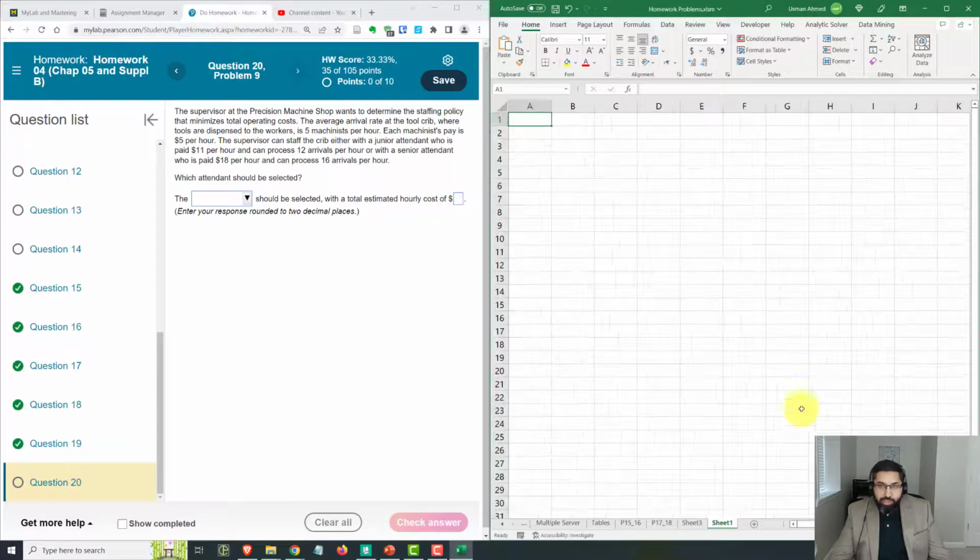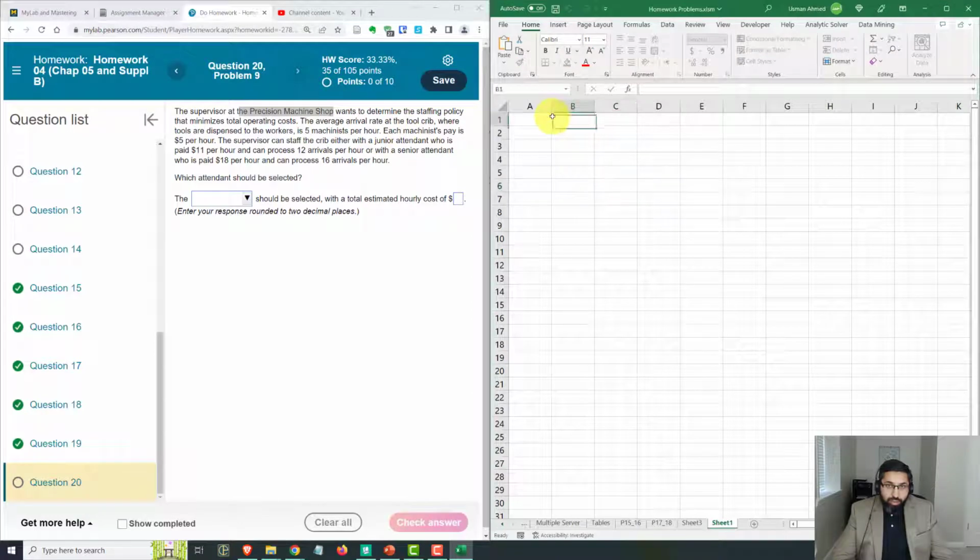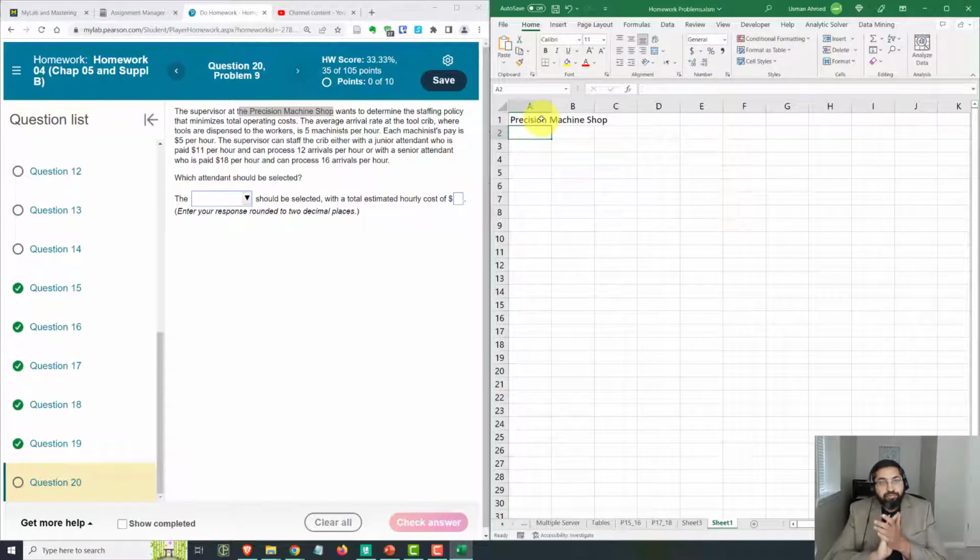And this problem is interesting as well. We are a supervisor at Precision Machine Shop. We want to determine the staffing policy that minimizes total operating costs. Average arrival rate at the tool crib, where tools are stored, is 5 per hour. So lambda is 5 machinists per hour.